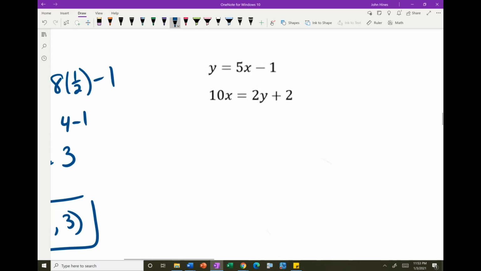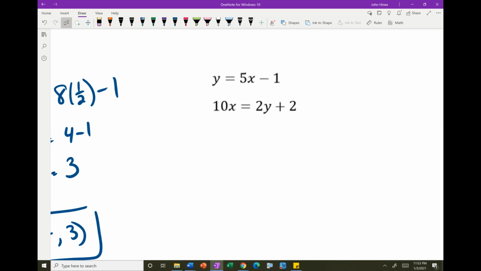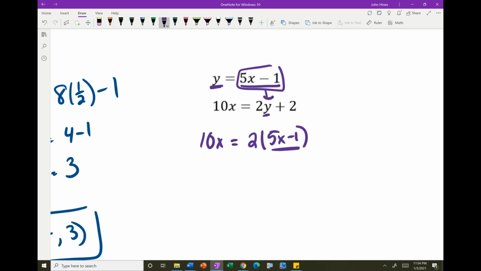One more. Y equals 5x minus 1, and 10x equals 2y plus 2. All right, so y is all by itself. I'm going to pick this up and plug it in. Wherever I see a y, that's what I'm replacing it with. Y got replaced with 5x minus 1 there. And now we solve. I've got a little distributing to do.